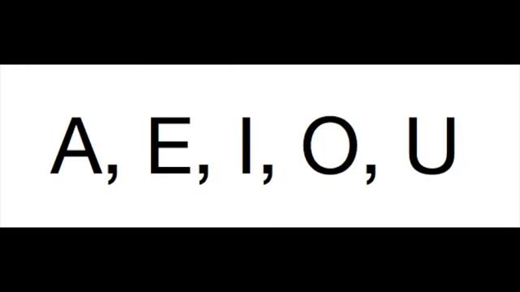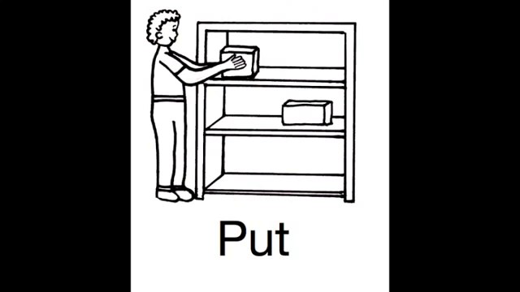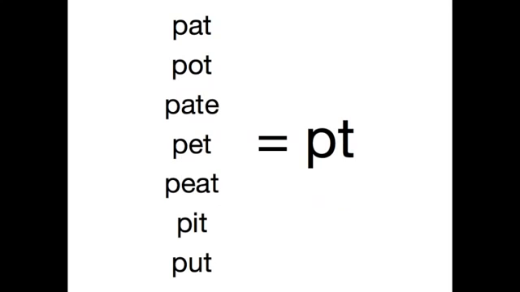Now let's talk about the vowels. See, the ancient Phoenicians didn't write vowels. Now, this is the part where you go, what? How did they write without vowels? What do you even mean? If the words pat, pot, pate, pet, peat, pit, and put were all spelled PT, then how would you know which one I was referring to when I was writing?